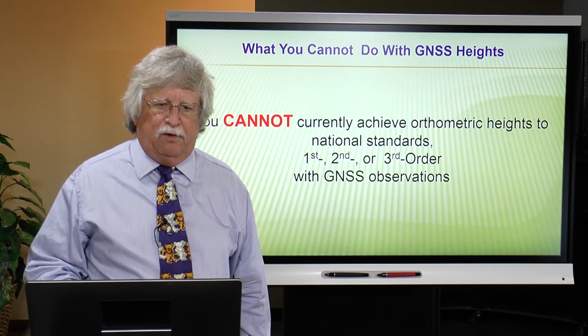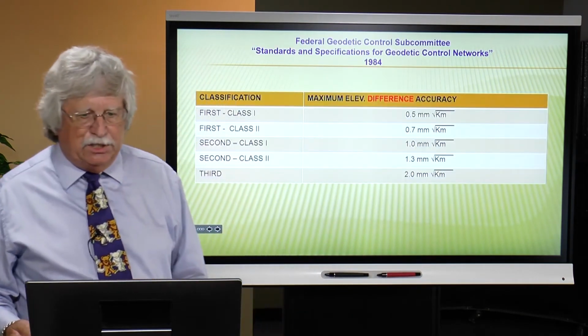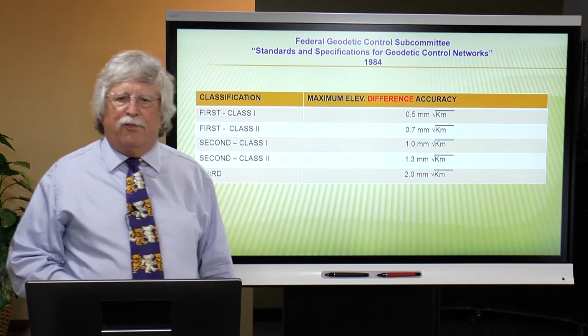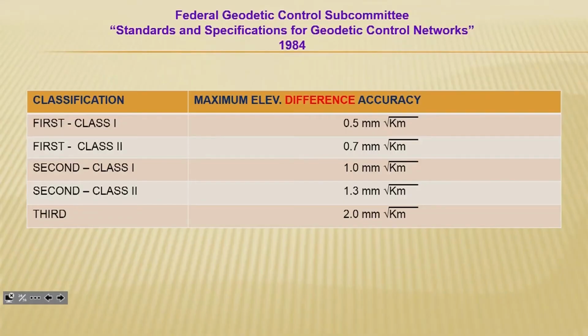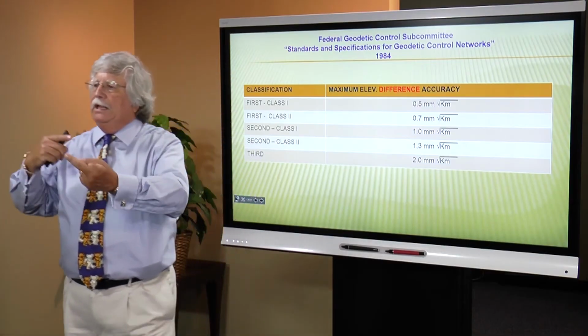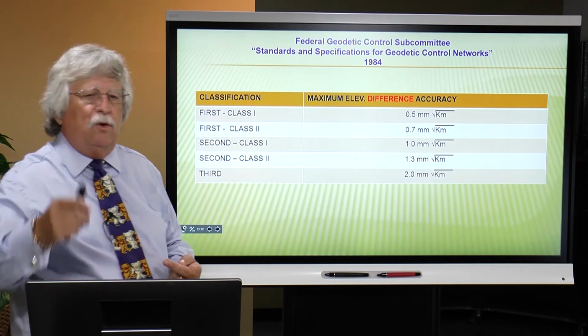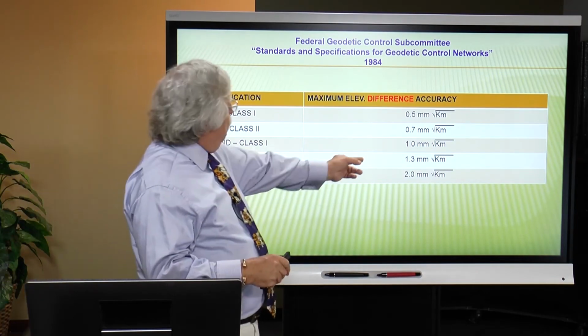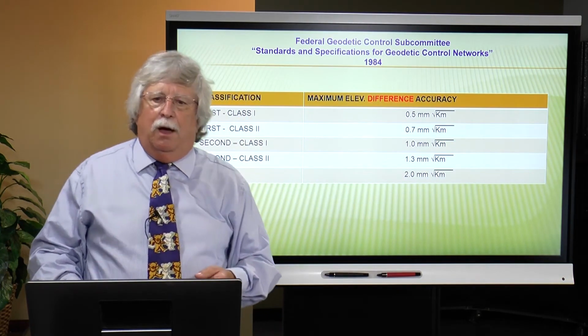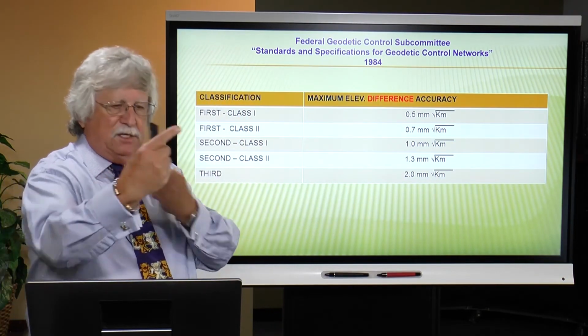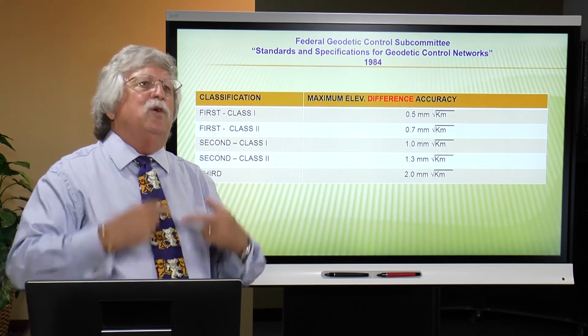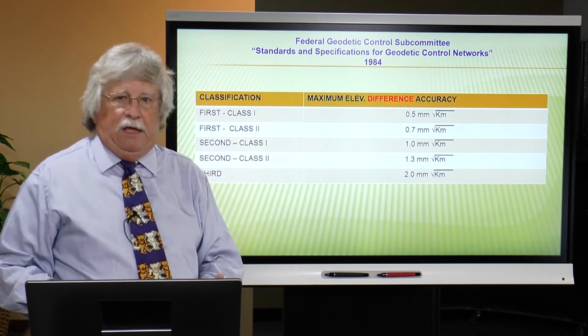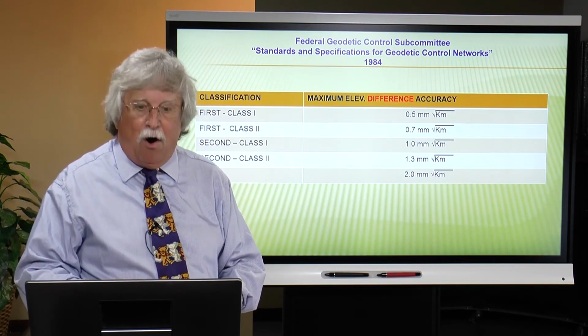So let me give you a very quick example. Here are the definitions for first, second, and third order as defined by the Federal Geodetic Control Subcommittee, which NGS chairs. For example, second order class 1 is 1 millimeter times the square root of k, k being the distance between any two marks. Or second order class 2, 1.3 millimeters times the square root of k, again the distance between any two adjoining marks. If you go out and run levels, can you achieve that? Yes. Is it easy? I wouldn't call it easy, but it's not all that hard either.